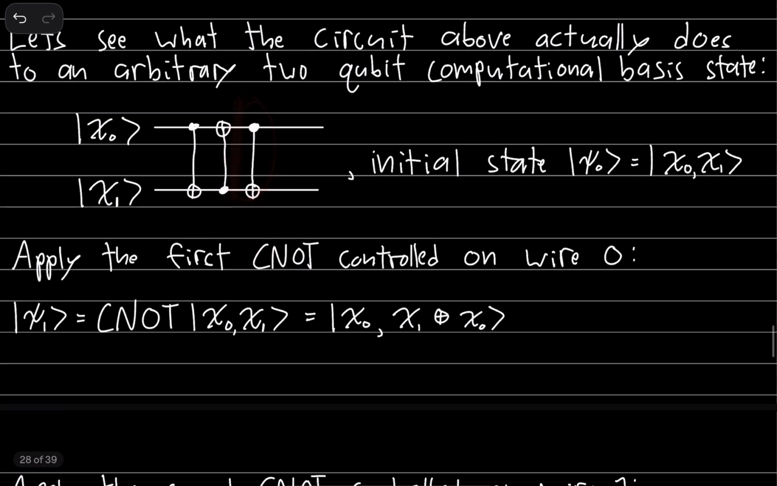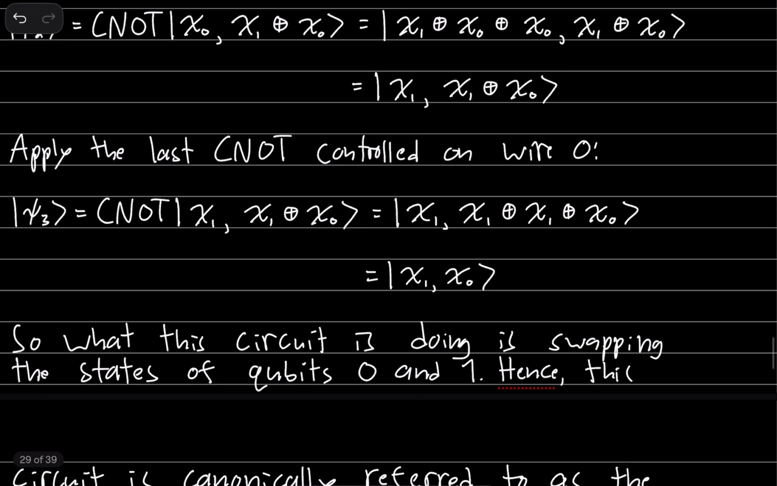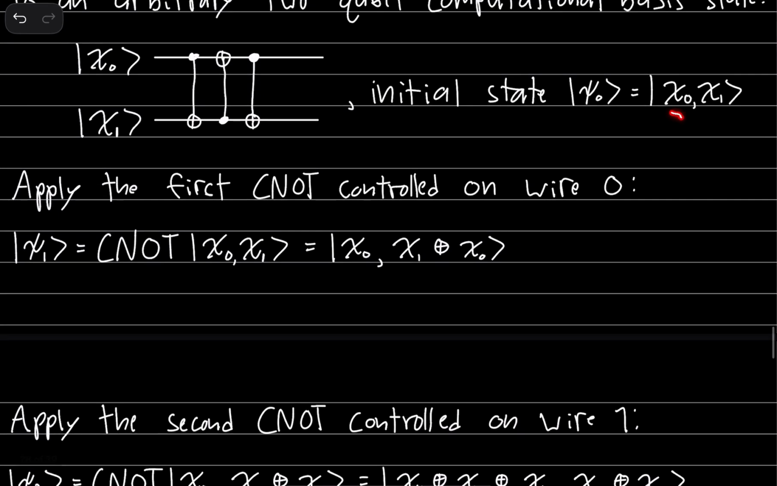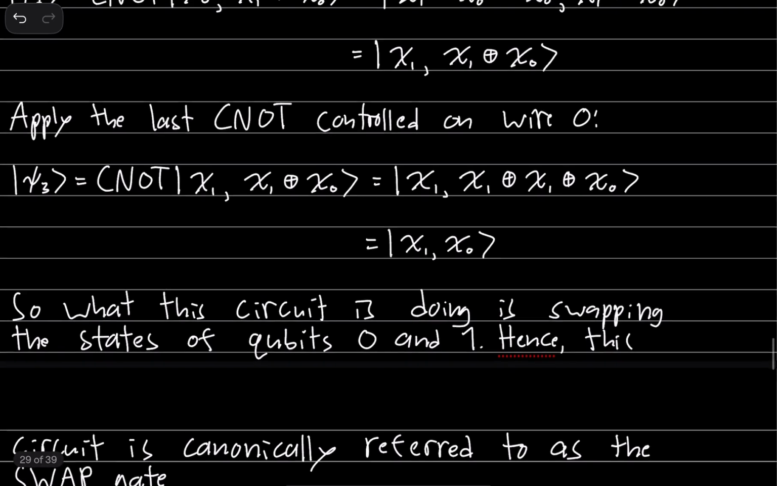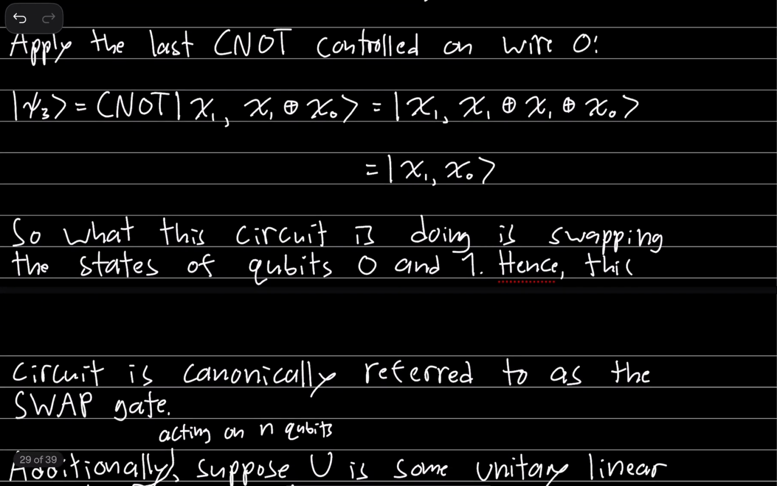And now we're going to apply this last CNOT. So just your typical CNOT controlled on wire 0. Your wire 0 gets passed along, and then we're going to XOR wire 0 with wire 1, which is right here. Same thing as above. These cancel, so x0 is what's left, and so we're left with this state. What we see is that we started with x0, x1, and we finish with x1 and x0. So what this circuit is doing is swapping the states of qubit 0 and 1.